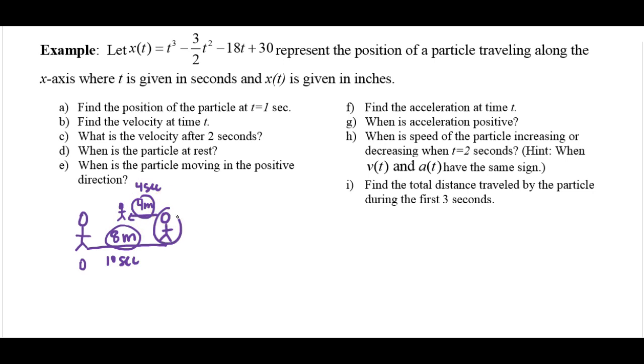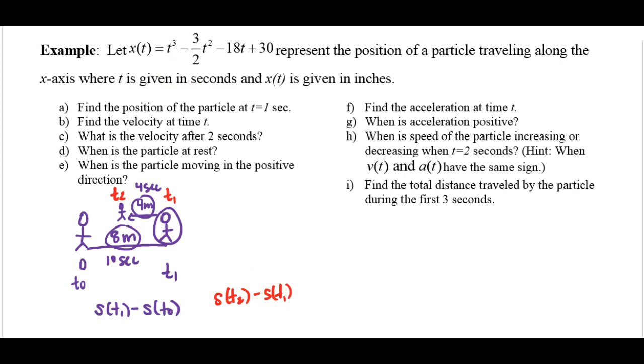But the key is where he stopped. So I would need the distance from, let's call this time 0 to time 1. So that would be s of t1 minus s of t0. So I need that distance between those original times. But then I would also need to add the distance traveled between time 1 and time 2. So the distance between time 1 and time 2 is s of t2 minus s of t1.